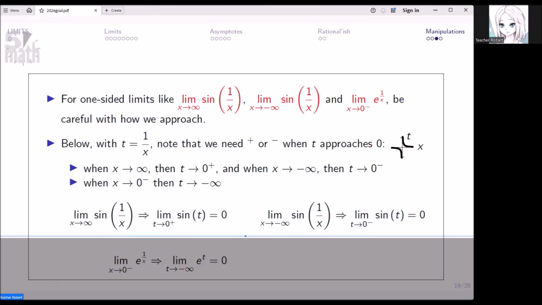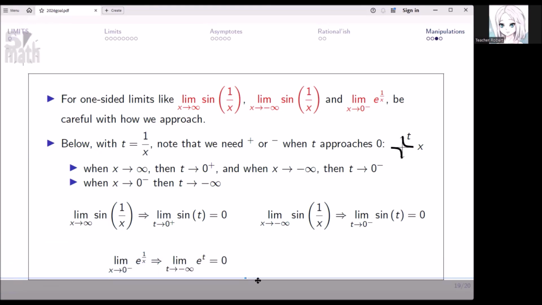The limit as x approaches infinity of sine 1 over x becomes the limit as t approaches 0 from the positive of sine of t, which equals 0. The limit as x approaches minus infinity of sine 1 over x becomes the limit as t approaches 0 from the negative of sine of t, which equals 0. The limit as x approaches 0 from the negative of e to the 1 over x becomes the limit as t approaches minus infinity of e to the t, which equals 0.